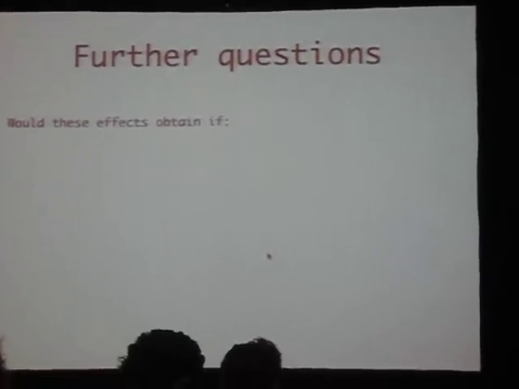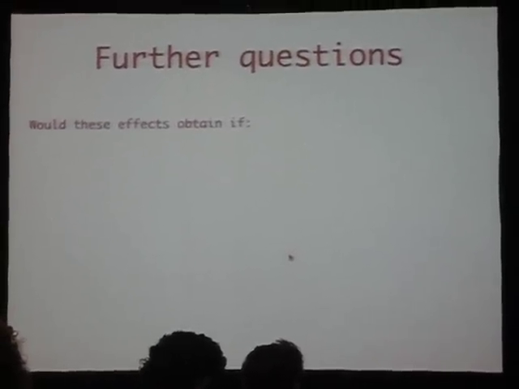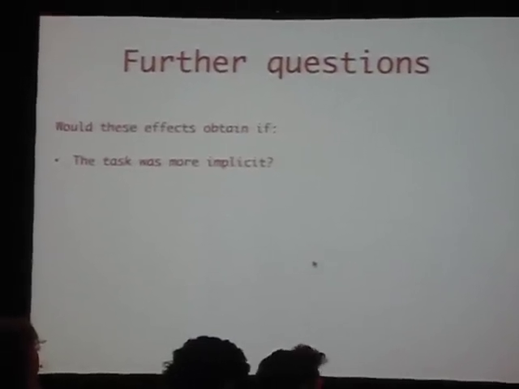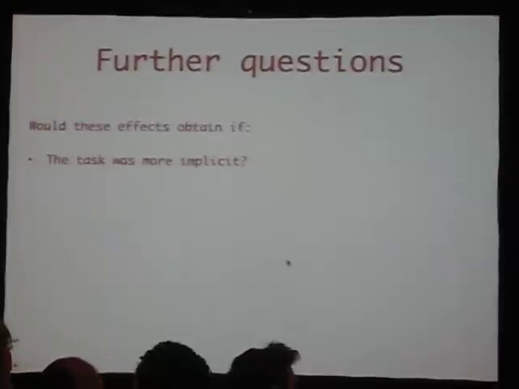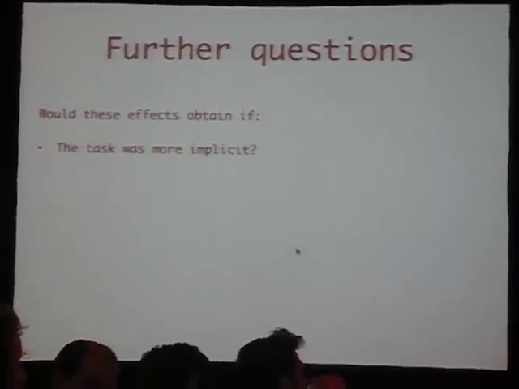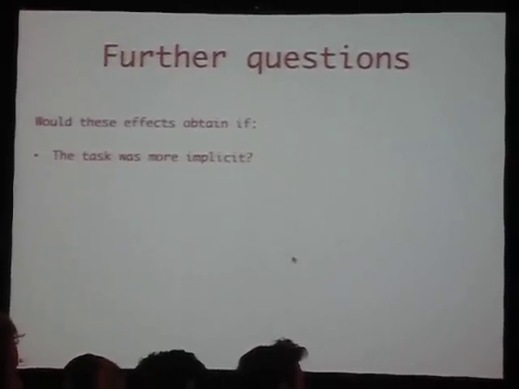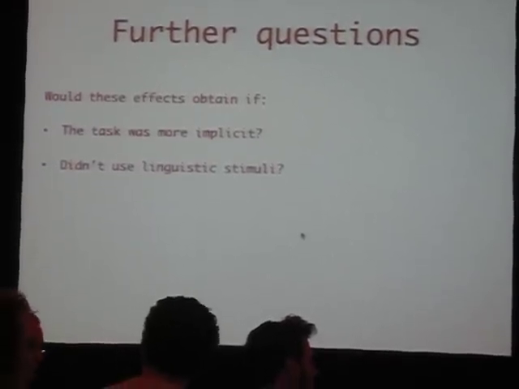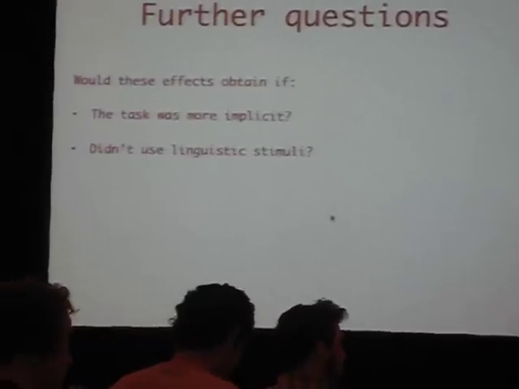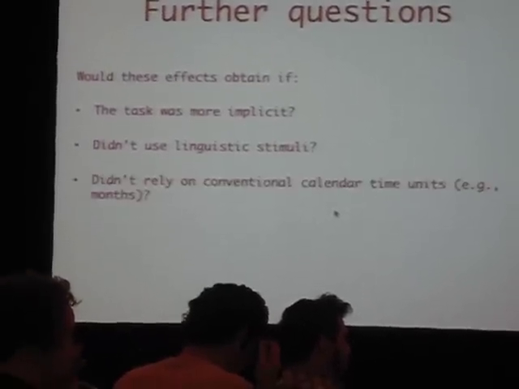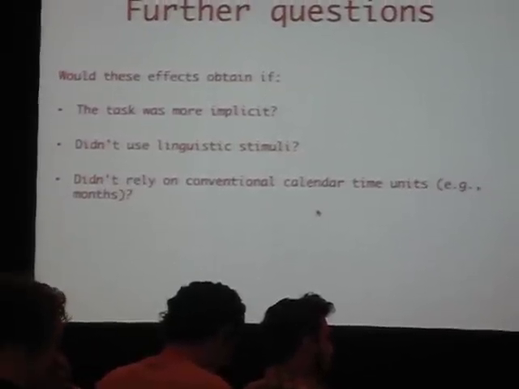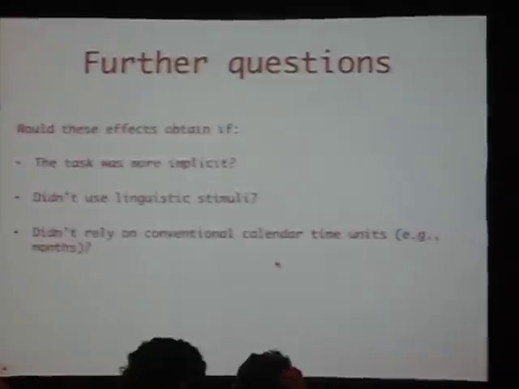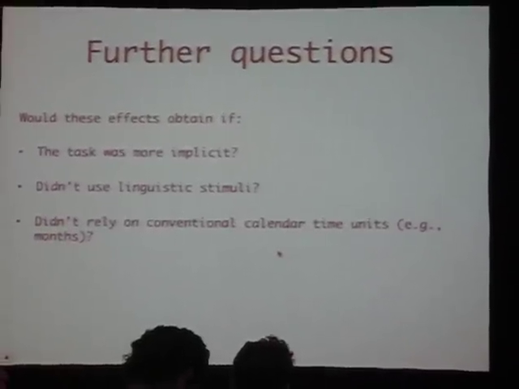Now, there are further questions you could ask. This study only addresses some of the complaints I had. So it's a very explicit task. People know that they're being asked specifically to put things out in space. So what would happen if the task were more implicit? What would happen if the task didn't use linguistic stimuli? In this case, we're still saying today, tomorrow, yesterday, and so on. What would happen if the task didn't rely on conventional calendar time units, so it didn't rely on months of the year or days of the week, things like that?